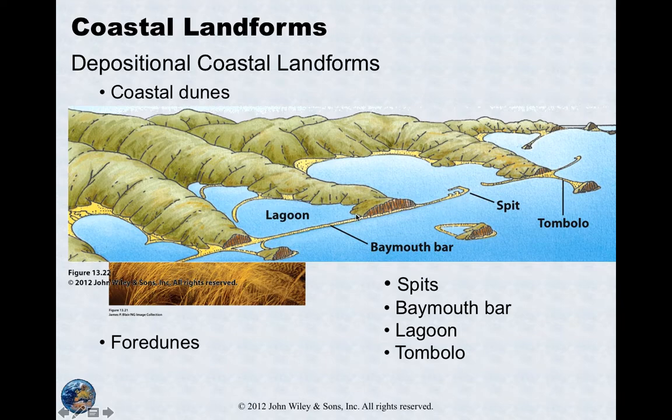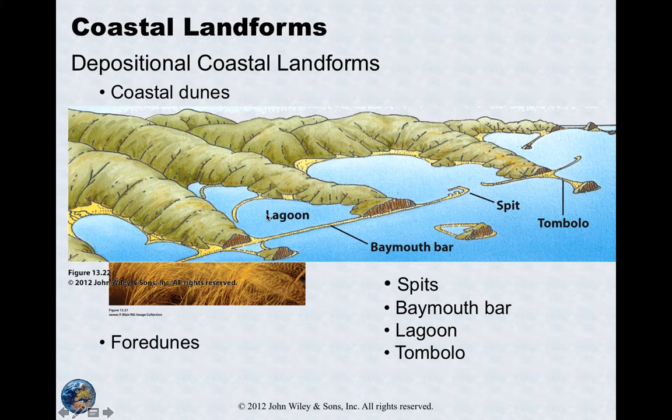When that spit meets the other side, that's when we call it a baymouth bar. Now you have an entire piece of deposited material that's created an island, creating a separation between the open ocean and this little inlet. And we call that a lagoon.